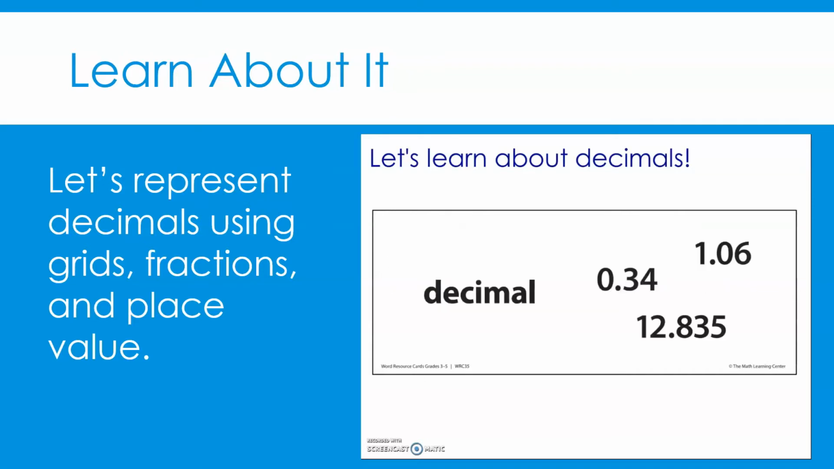Here are some examples of decimals. We have 34 hundredths, 1 and 6 hundredths, and 12 and 835 thousandths. Notice that decimals can have one or more digits on either side of the decimal point. In 4th grade, we learn about tenths and hundredths.